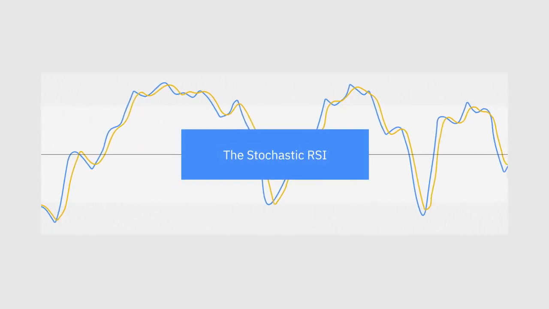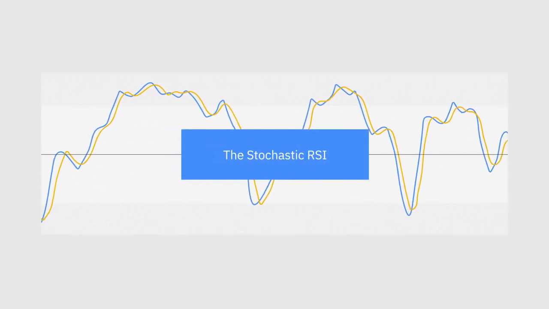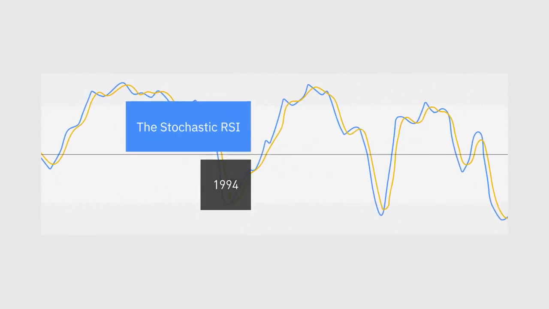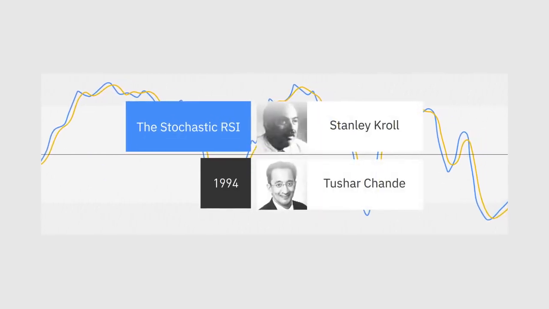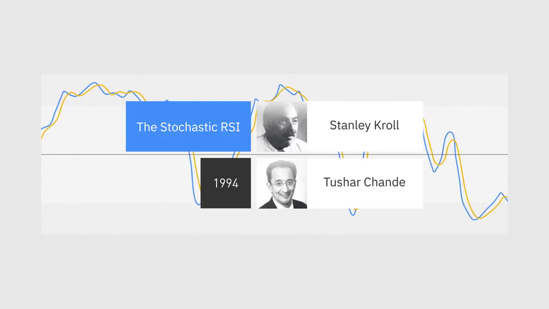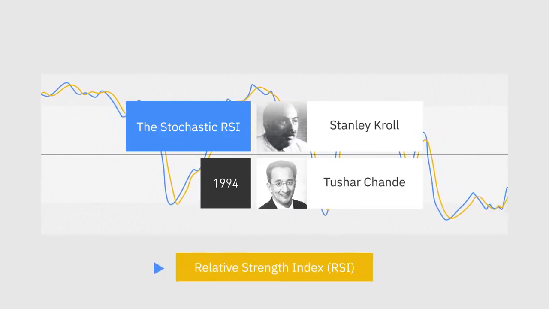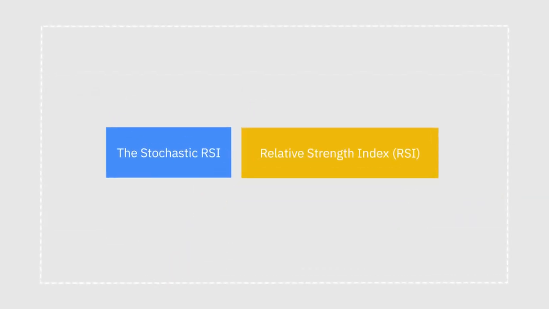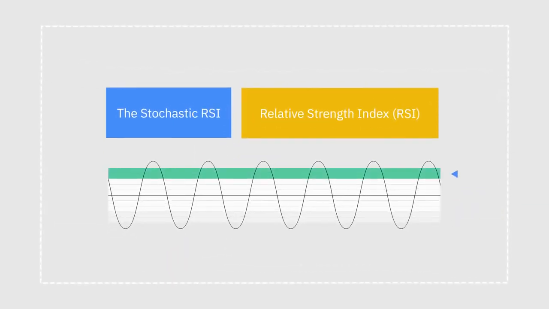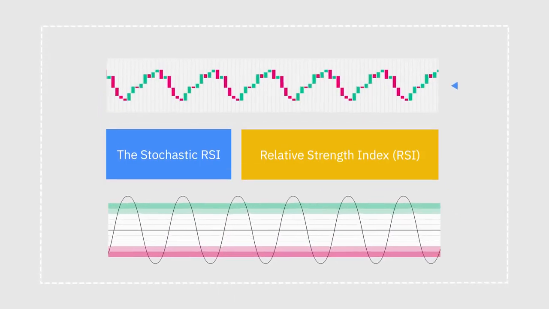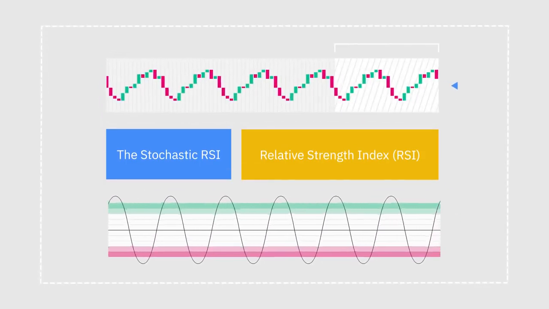The stochastic RSI is a technical analysis indicator used to identify market trends. It was created in 1994 by Stanley Kroll and Tushar Chanda with the goal of increasing the sensitivity of the regular Relative Strength Index, or RSI, indicator. Both of these indicators are oscillators used to identify overbought and oversold conditions by measuring changes in the price of an asset over a given time period.